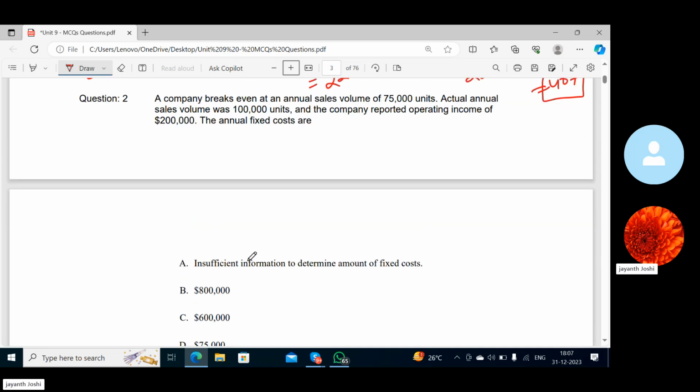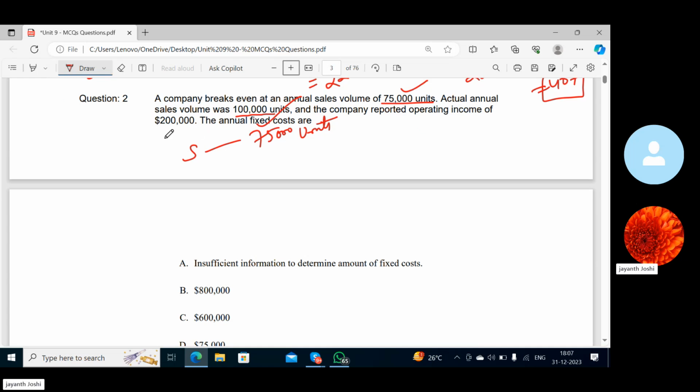A company breaks even at an annual sales volume of 75,000. So sales required to break even is 75,000 units. That means if you sell this many units, you can break even, right? Actual annual sales volume was this much, so actual sales minus break-even sales. They have sold these many units, correct or wrong?